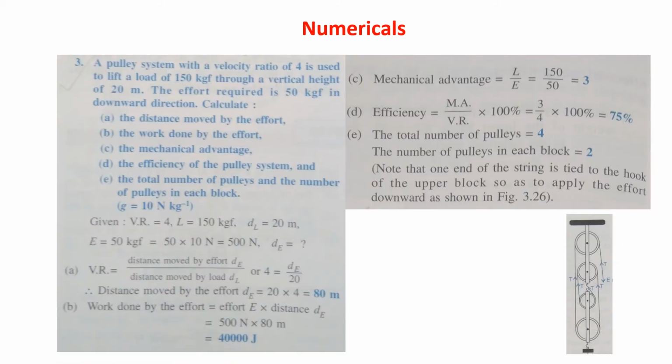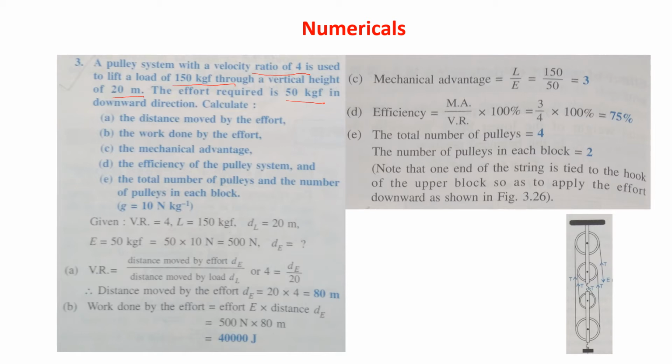Next question you see. A pulley system with a velocity ratio of 4 is used to lift a load 150 kgf through a vertical height of 20 meter. The effort required is 50 kgf in downward direction. Calculate the distance moved by the effort, the work done by the effort, the mechanical advantage, the efficiency of the pulley system, and the total number of pulleys and the number of pulleys in each block. Let me see. The velocity ratio is 4, given.